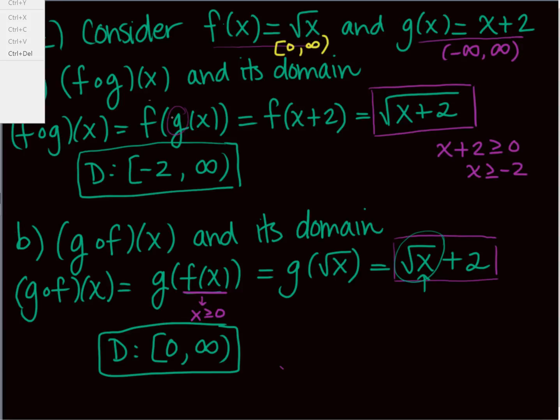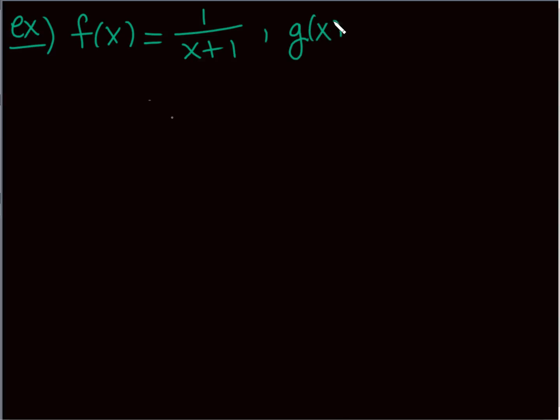All right, so one more example like this, because these domains can be a little bit tricky. So let's look at f of X equals 1 over X plus 1, and G of X maybe equals 3 over X. So let's find, again, F composed with G of X and its domain.